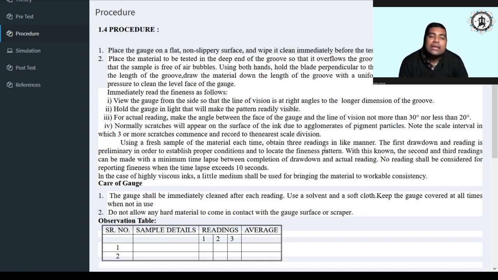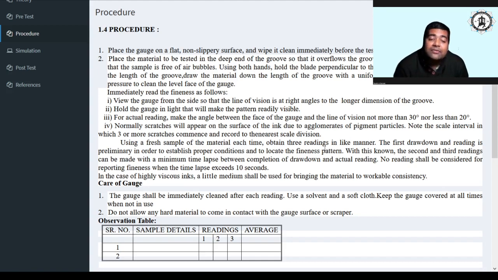Why is it said that immediately after drawdown you should note down the reading? Otherwise, there may be some particles that may drop, some dust particle that may fall, that will actually give erroneous readings, or the flow of the ink might occur, due to which that will also cause erroneous readings. No reading shall be considered for reporting fineness when the time lapse exceeds 10 seconds. So within 10 seconds you need to do this.